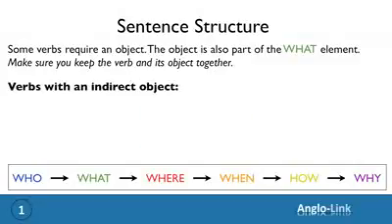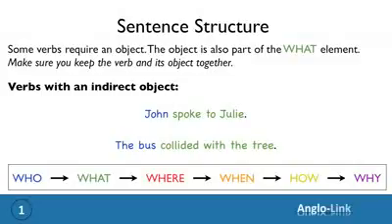And some verbs take an indirect object. That's an object that comes after a preposition. For example, John spoke to Julie, or the bus collided with the tree.